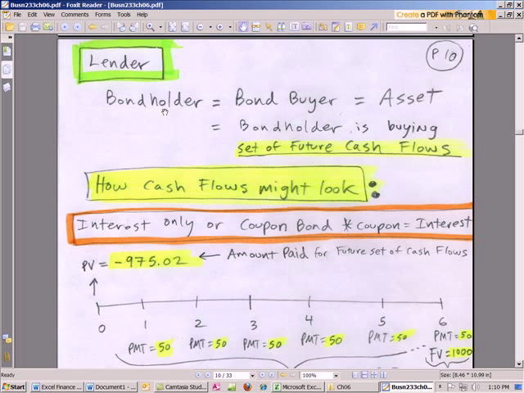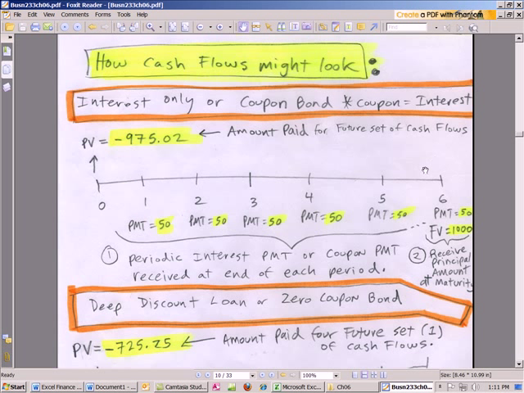This is the person that gives the money to the corporation, right? So they're also called a bond buyer. They're going to record it on their books as an asset. The bondholder is buying a set of future cash flows. So for the interest only, same exact diagram as we just saw for the corporation, but this is the bondholder.